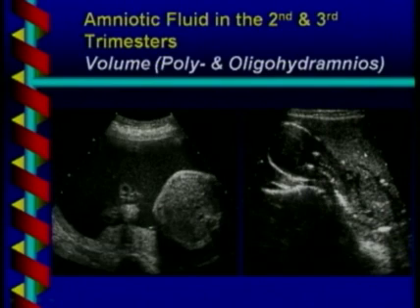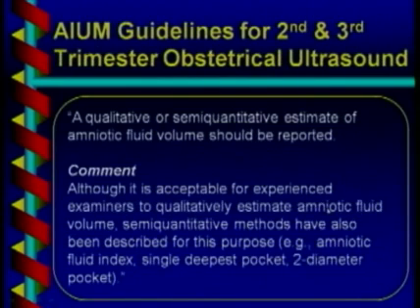The last thing I'll talk about is assessing amniotic fluid volume in the second and third trimester. And here what we're trying to do is not get the exact volume of the fluid, but categorize it as polyhydramnios or oligohydramnios or normal. This is a case of polyhydramnios. Here's a case of oligohydramnios. How do we characterize it?